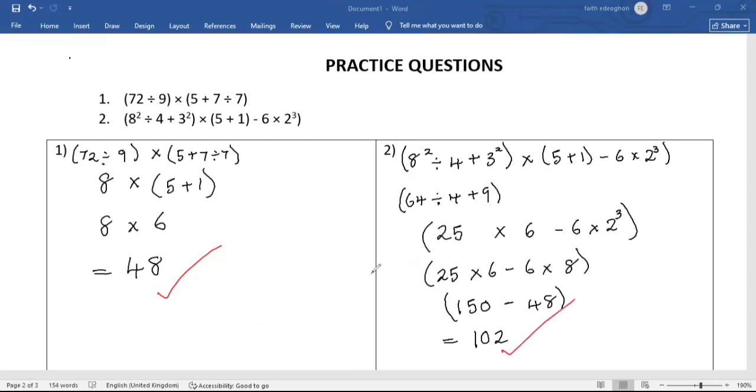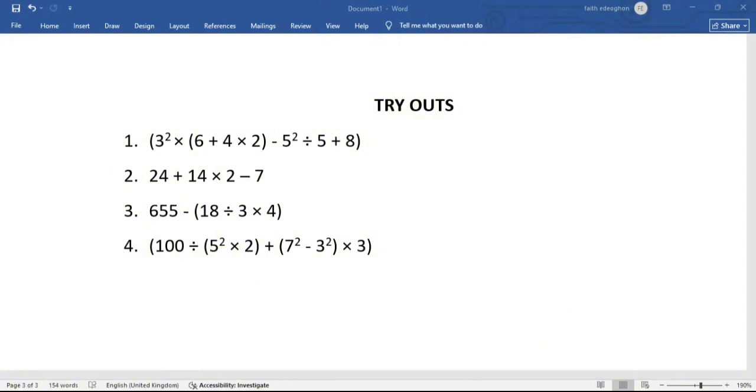So if you got everything right, 2 out of 2, let me know in the comment section because you're a genius. And now it's time for tryouts. These are 4 questions you will have to do on your own. After the video, you can post your answers in the comment section, and I'll let you know if you got them right or not. But I'm sure you guys are going to get it right if you follow the examples that I did earlier and the explanations I made earlier.